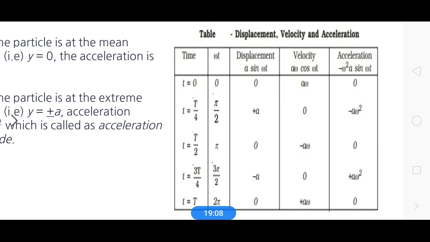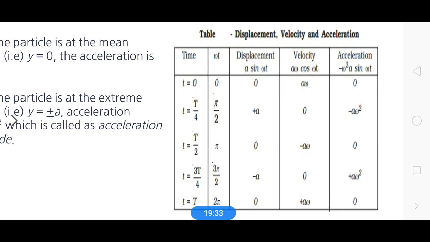And when time t is equal to T by 2 seconds, the omega t value is pi, and again we got the displacement as 0, velocity is minus A omega, and the acceleration is 0. When time t is equal to T by 4, here we got the displacement as A, velocity is 0 and the acceleration is minus A omega square.